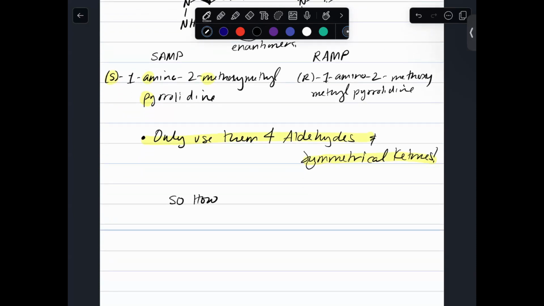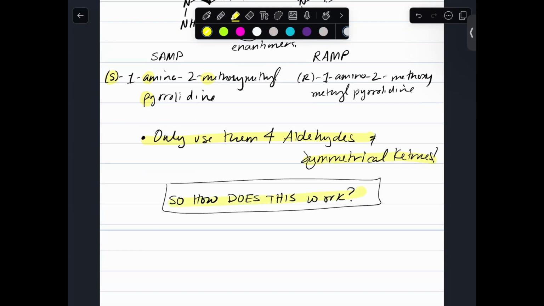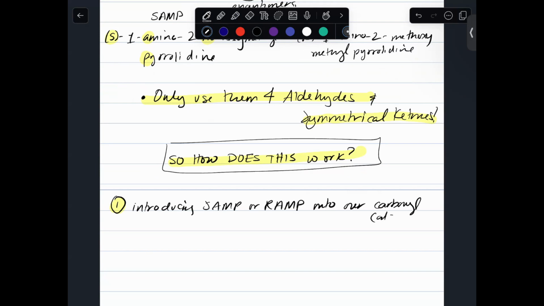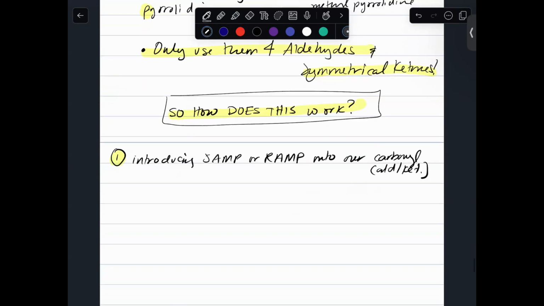So how does this work? And I'll try to outline them and stay consistent with how I've been outlining the other two methods. The first thing is introducing SAMP or RAMP onto our carbonyl, which is our aldehyde or ketone. The beauty of this is that you've seen this before. So this will be hopefully a review. And again, this is specific to aldehydes and ketones.